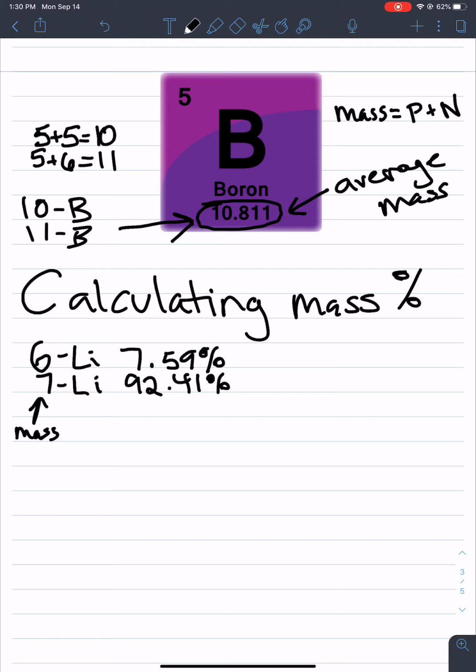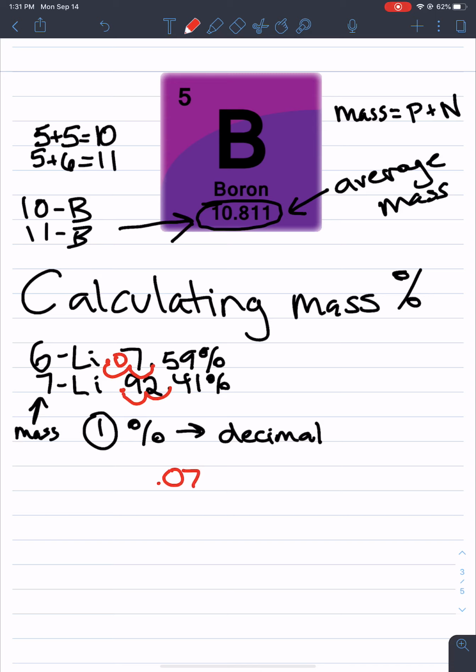The first step is that we're going to change our percent into a decimal so that we can multiply and add. If you don't know how to change a percent into a decimal, let me show you really fast. We're going to move the decimal point 2 places to the left and put in a 0, okay? 2 places to your left. So our first percent becomes 0.0759 and our second becomes 0.9241. All right, so that is your first step. Let's underline that in red.